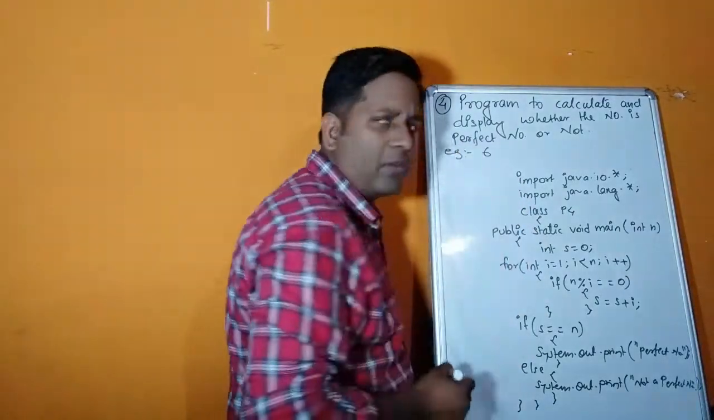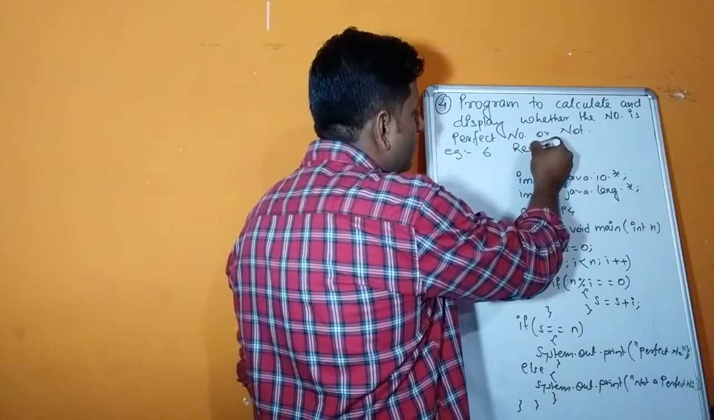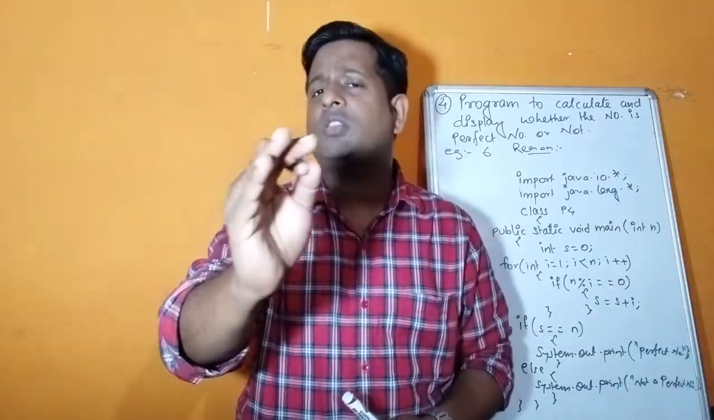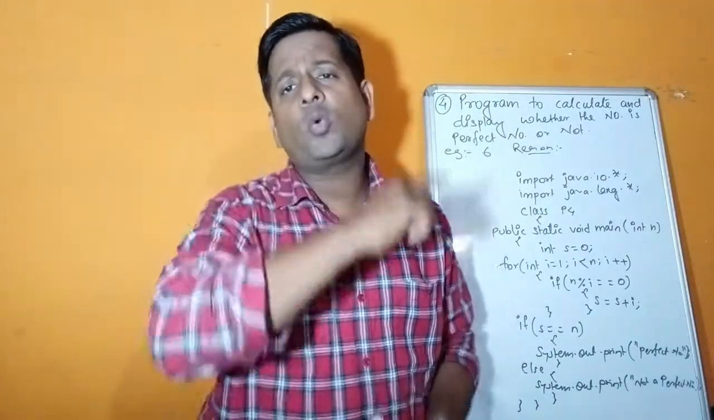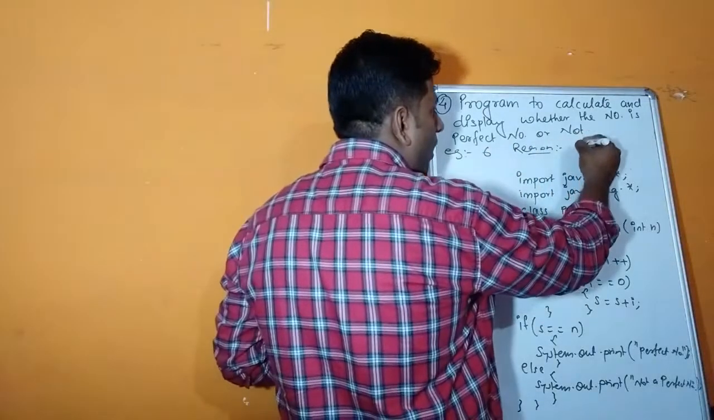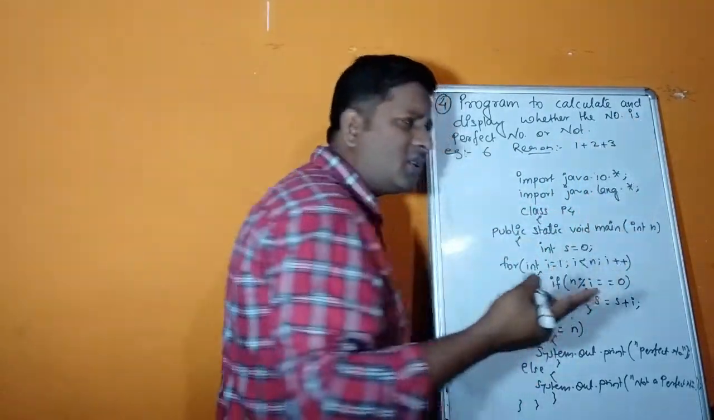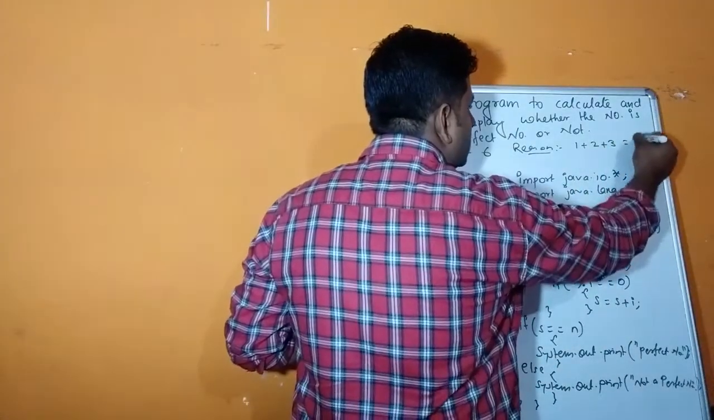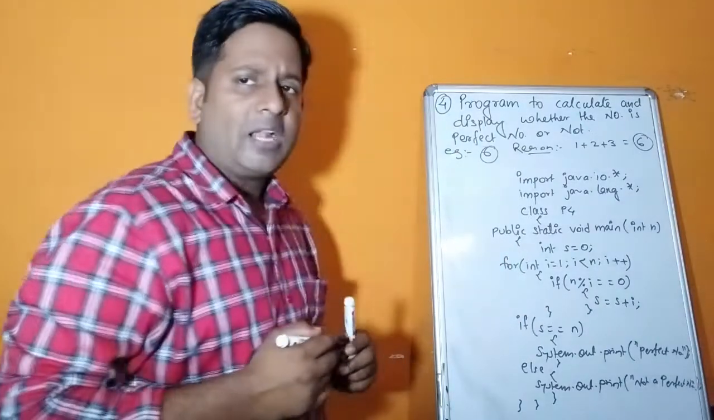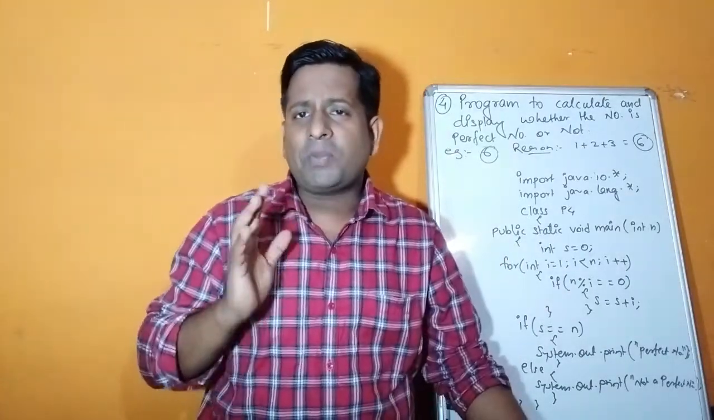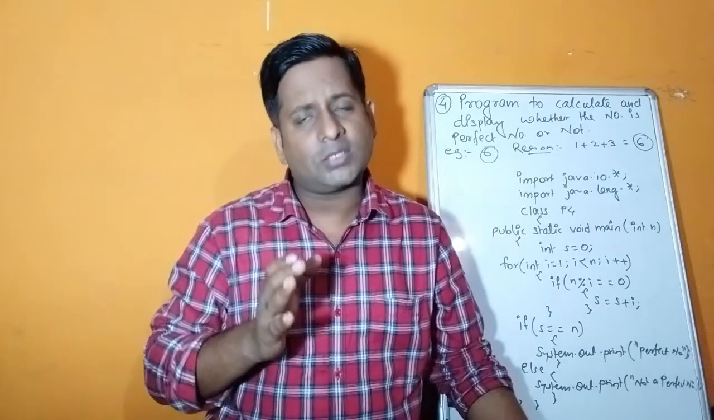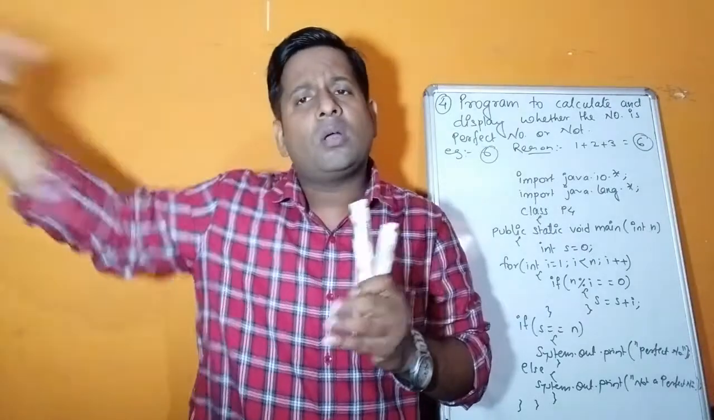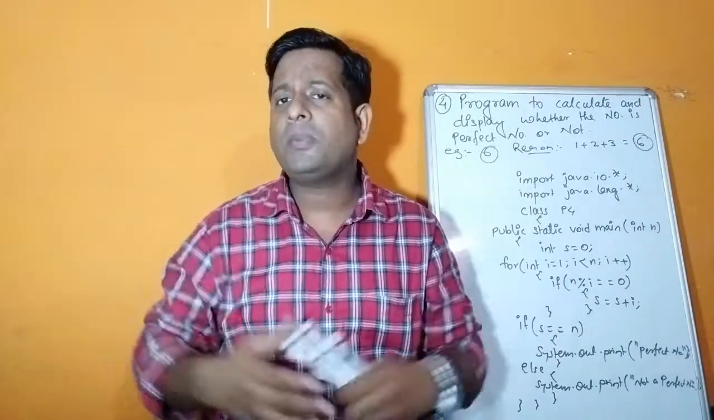Example, 6 is known as a perfect number. Reason: the sum of factors of a number excluding itself should be equal to the original number. Like the factors of 6 are 1, 2, 3. 6 is also there but excluding itself. So 1 plus 2 plus 3 is equal to 6, which is equal to the original number. That's why 6 is known as a perfect number. That means here we first have to find the factors excluding itself. Then we have to sum up those factors and check with the original number. If both are the same, that is a perfect number.